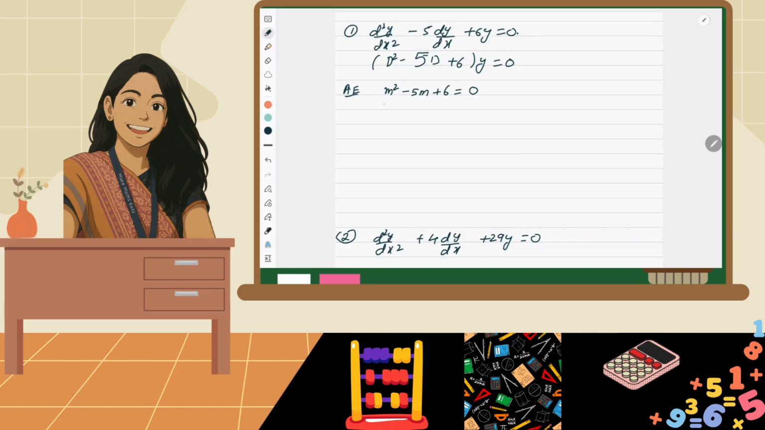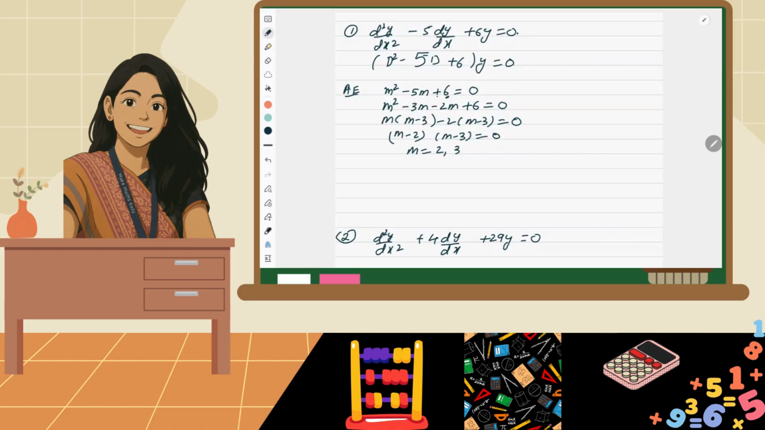Now you can factorize this, whether you use the calculator or splitting the middle term. If you use splitting the middle term: m square, two factors of 6 whose sum is 5. So m square minus 3m minus 2m plus 6 is equal to 0. So m(m minus 3) minus 2(m minus 3) is equal to 0. So (m minus 2)(m minus 3) is equal to 0. m is equal to 2, 3. I will suggest all of you to use the calculator. Don't do it like this, don't waste your time in the exam. So I got the two roots 2 and 3.